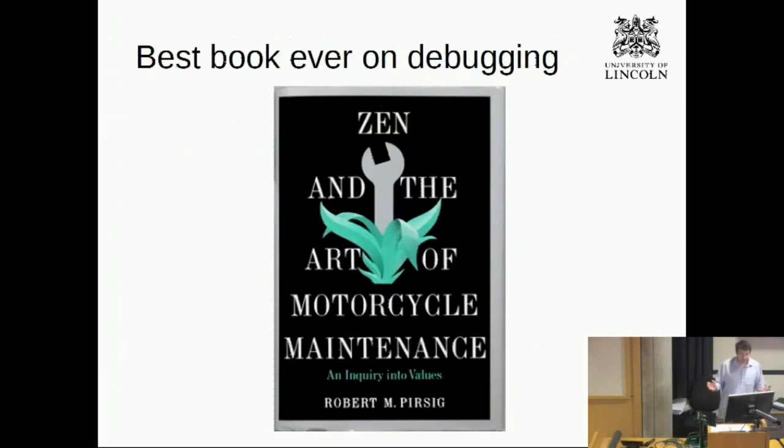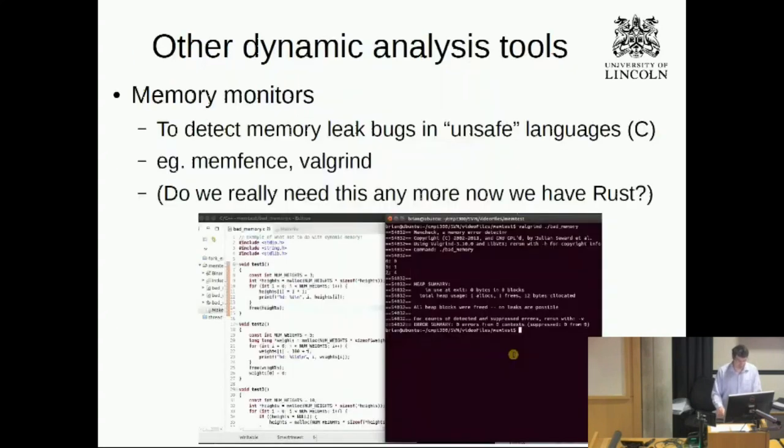The best book ever on debugging is Zen and the Art of Motorcycle Maintenance. There are long sections in this about the process of fixing a mechanical motorcycle system and the thought process of making the hypotheses and dividing the state space. Very, very beautiful book. If you like Gödel, Escher, Bach, you probably like Zen and the Art of Motorcycle Maintenance as well.